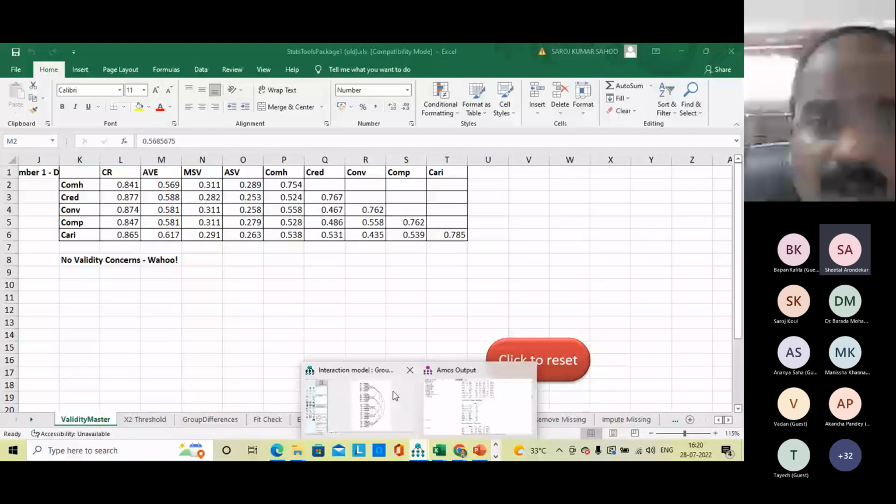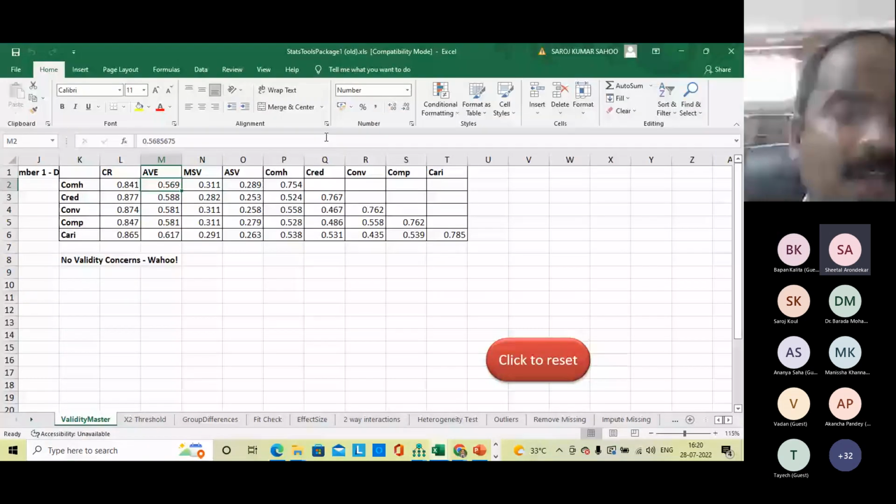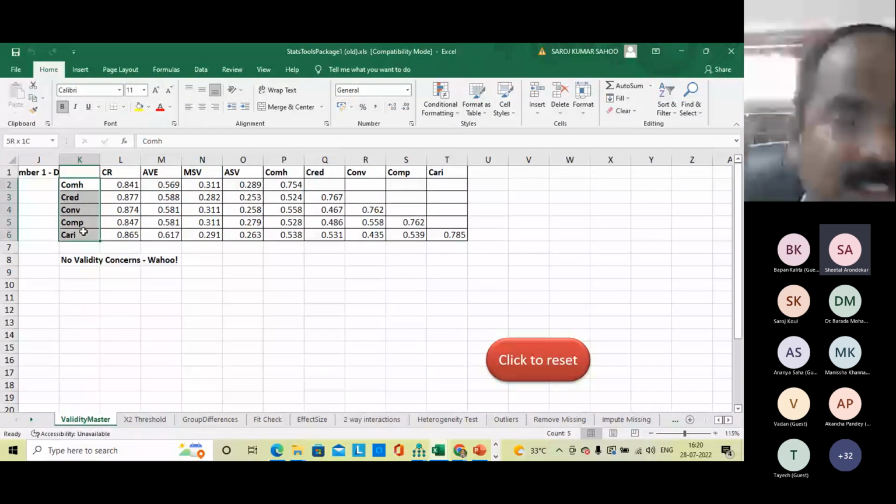These are all constructs. Look at the AMOS file. Credibility, convenience, comprehension, caring, compatibility. These are all 5 constructs. So these 5 constructs are appearing here in the Excel sheet, on the left hand side, please see.